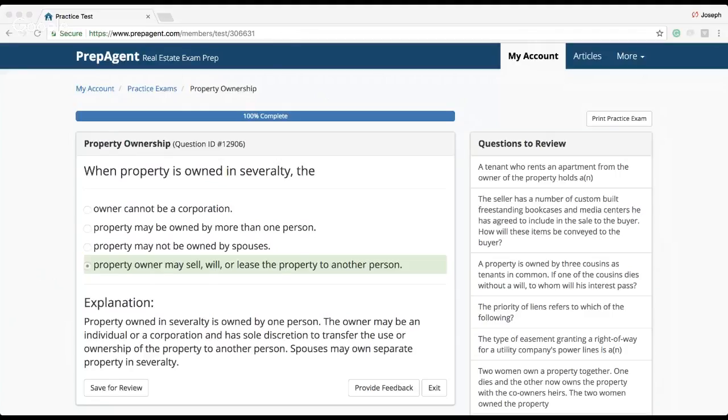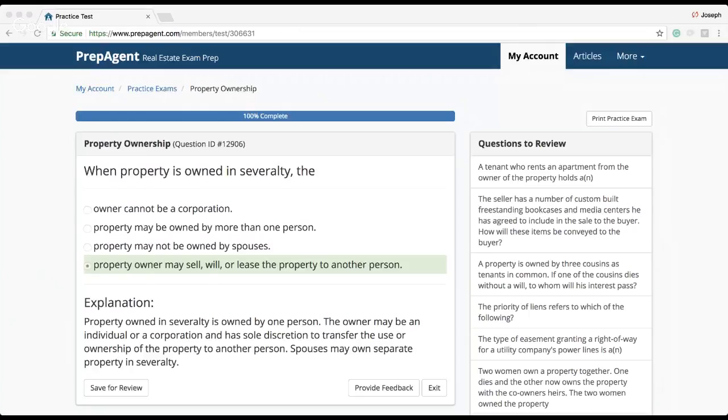You also see TIP. What does TIP stand for? What do you guys think TIP stands for? Time, title, interest, possession. Okay, that's what TIP stands for: time, title, interest, and possession.